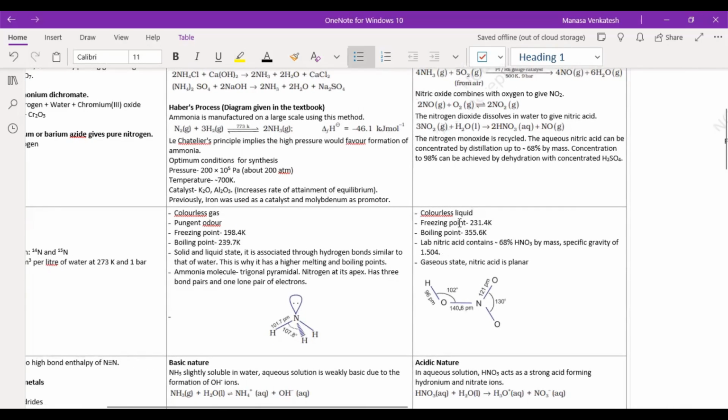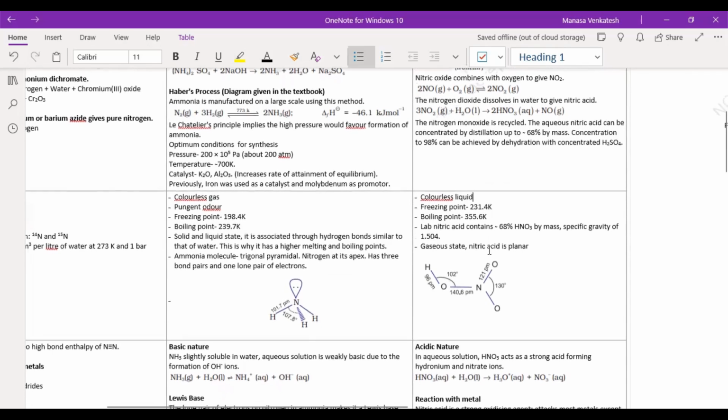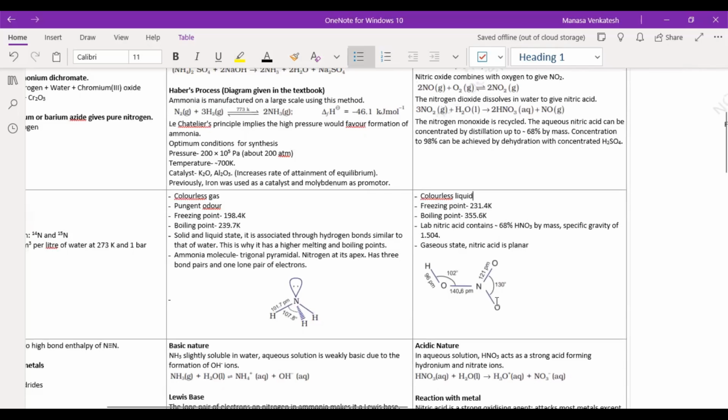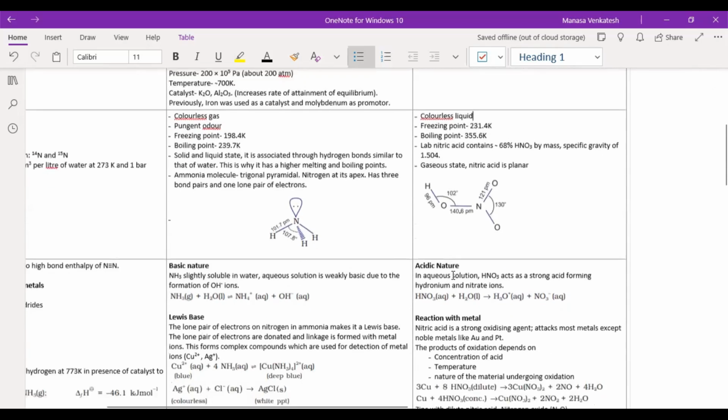Nitric acid, on the other hand, is a colorless liquid. Notice these two are gases, whereas this alone is a liquid. Its freezing point is 231.4 Kelvin, and boiling point is 355.6 Kelvin. So as I told you, generally when we use it in the lab, it has approximately 68% of nitric acid, and its specific gravity is 1.54. In gaseous state, nitric acid is actually planar in nature. That is, it has a planar shape.